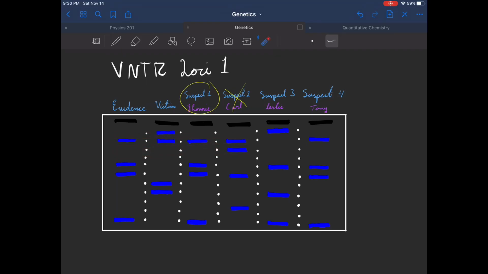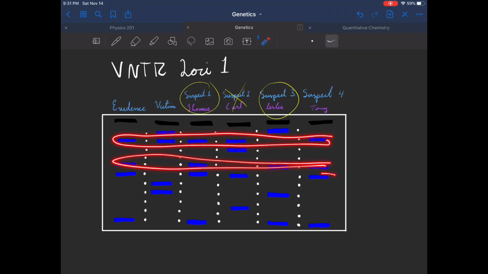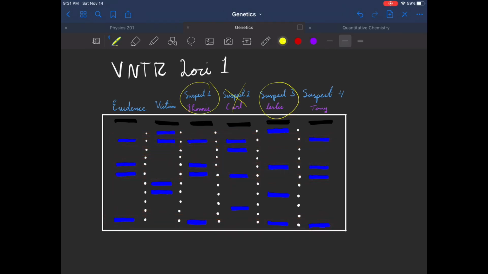Third, we have Leslie. She doesn't match on the first one, so she can be ruled out as well. Lastly, we have Tony. He matches on the first segment of DNA, the second, the third segment, and the last segment. So he could also be our murderer. I meant to put an X here to rule out Leslie. So we need to look at a second piece of evidence.